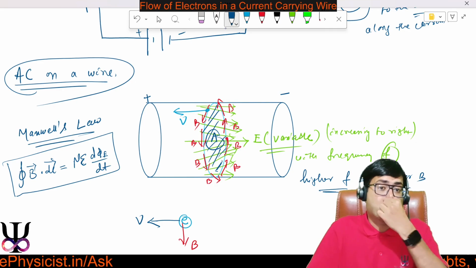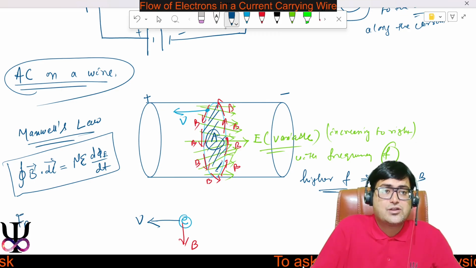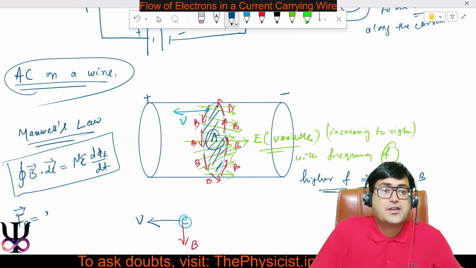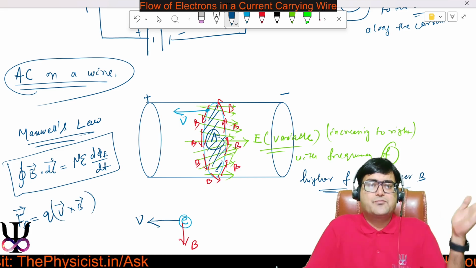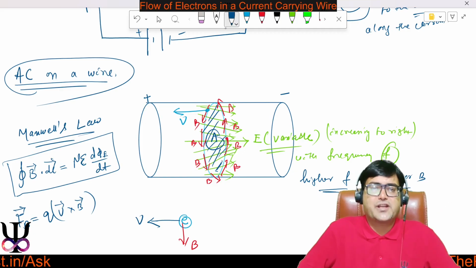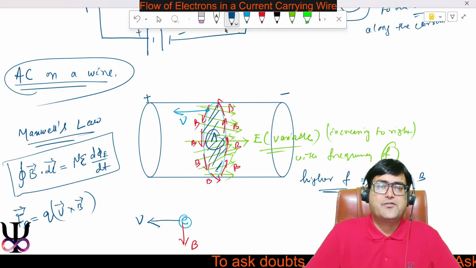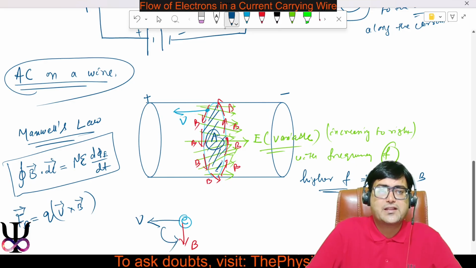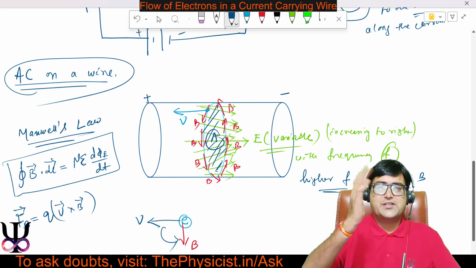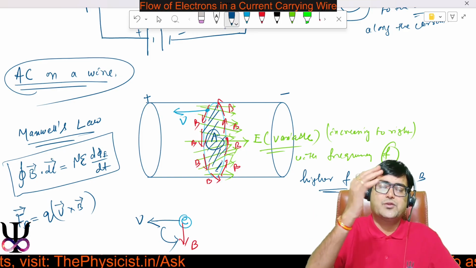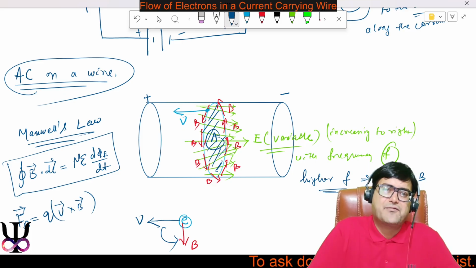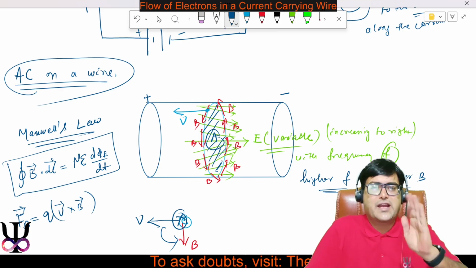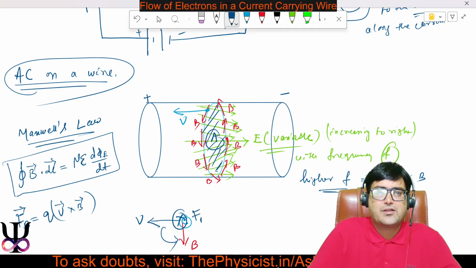Now what happens? We know the force on a moving charge inside a magnetic field is QV cross B, right? So in this case, it's an electron, which means the force will be in the opposite direction. If you do V cross B like this, then for cross products you can use the right hand thumb rule. The thumb points out of the plane, but since it's an electron, the force will be getting into the plane. That is the force on this electron.